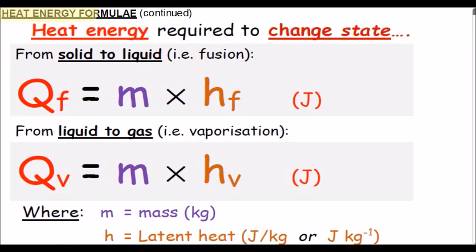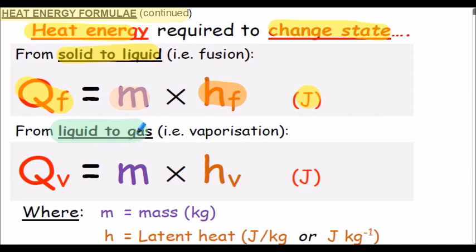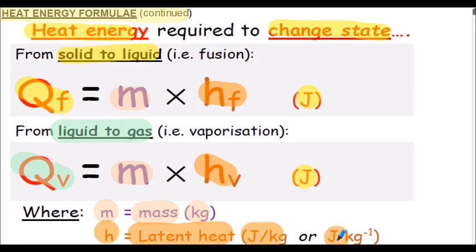Heat energy formulae continued. Let's consider the heat energy now required to change state. Firstly, from a solid to a liquid, the formula is Q equals M multiplied by HF, and again the heat energy is in terms of joules. And from a liquid to a gas, the heat energy required is again the mass multiplied by HV, in joules. Here M is the mass, again in kilograms, and symbol H relates to the latent heat, which is in joules per kilogram, or J kg^-1.